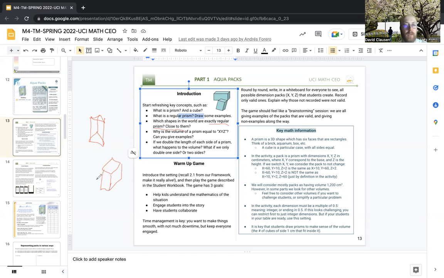So if you have side lengths X, Y, and Z, where Z is the height, then the volume is X times Y times Z, because you can think of it as the amount of space it's taking up. If we double each side length, the volume goes up by 8, but if you only double one side, it's 2, and two sides, it's 4. These are thinking activities to get the students' minds going.